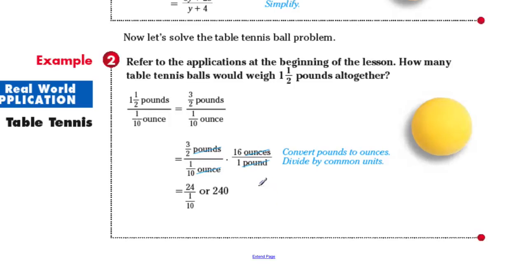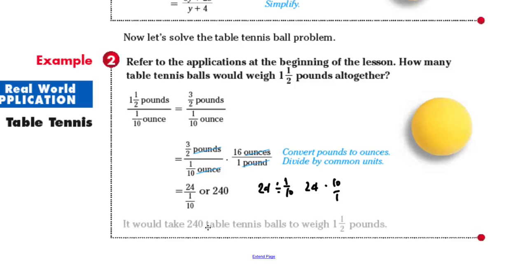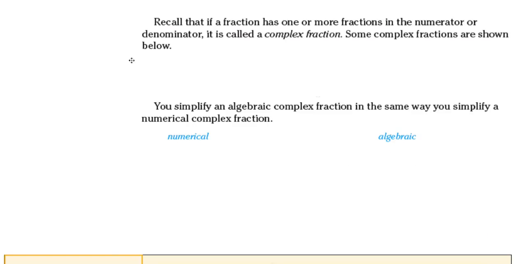There you go. So we have now 24 divided by 1 over 10, or 24 multiplied by 10 over 1, or simply 240. So the answer would be, it would take 240 table tennis balls to weigh 1 1/2 pounds. Okay, so from what we learned so far, let's use that for our next thing that we need to learn.